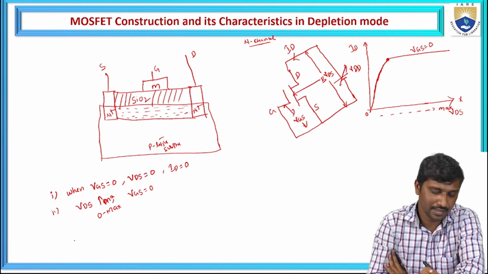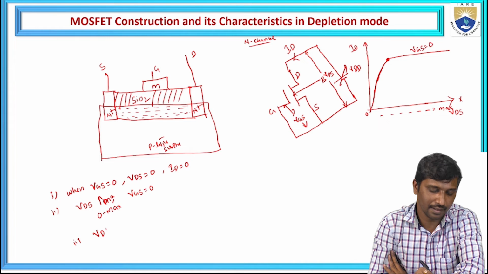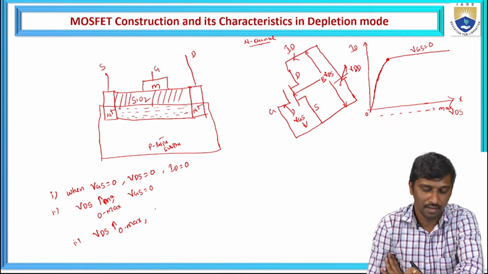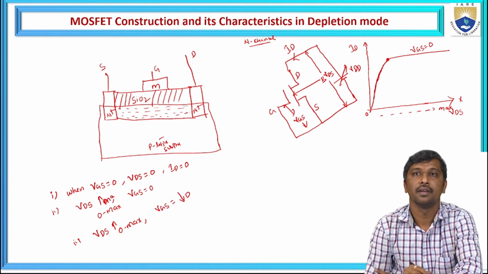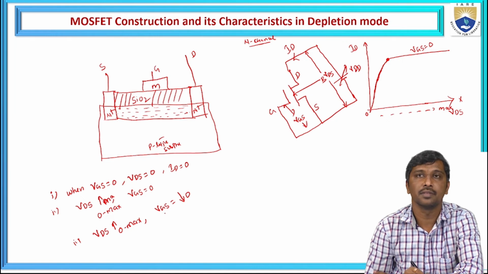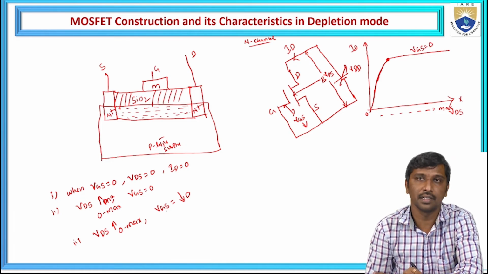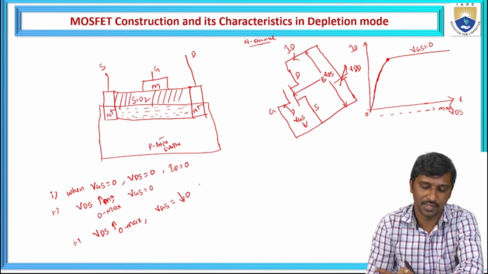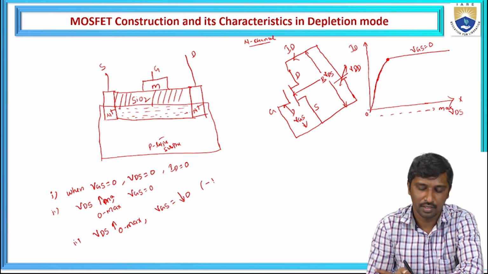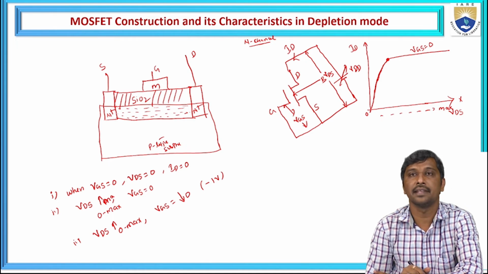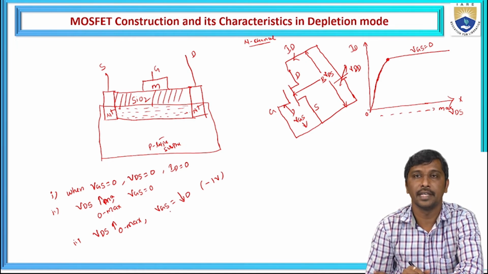Now for the third condition, VDS is again increasing from 0 to maximum, but VGS is decreased from 0. Why does it decrease from 0? To control the flow of drain current, we need to apply a negative voltage across the gate terminal. So VGS is decreased from 0, or we can apply a small negative voltage. Suppose I'm applying minus 1 volt across the gate to source.